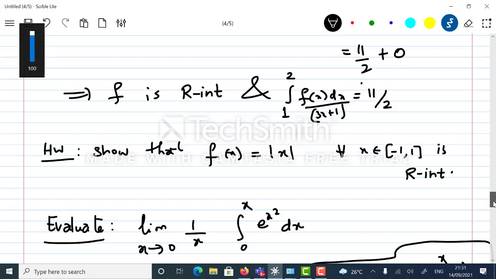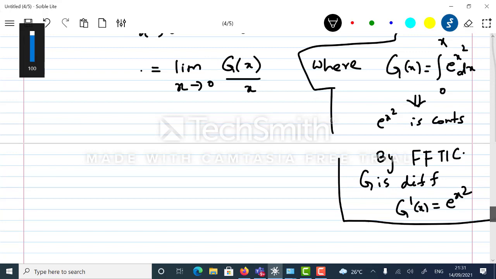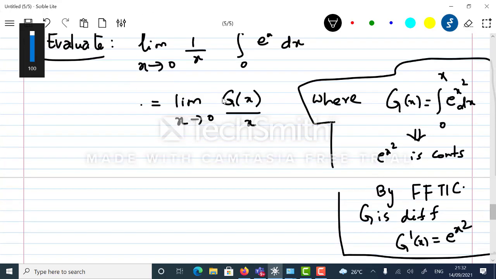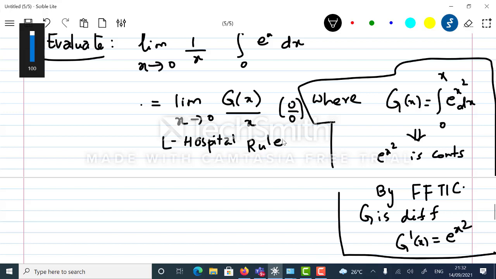Now how am I going to use this in this problem is as follows. If I replace x with 0, capital G of 0 is integration 0 to 0, which is anyway going to be 0. So numerator is 0. When x is equal to 0, denominator is also 0. So it is 0 by 0, an indeterminate form. So we can apply the L'Hospital rule. L'Hospital or L'Hopital, they are one and the same.